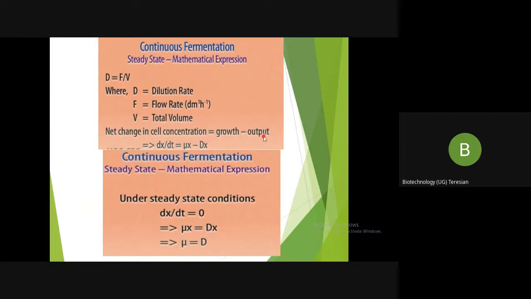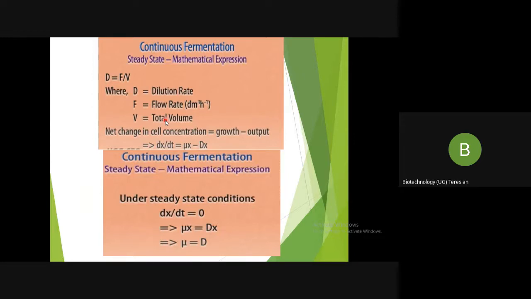So steady state means the net change in the cell concentration is equal to the growth minus the output. So steady state will be developed at a dilution rate equal to the outflow rate divided by the volume. This one. Okay. So F is the flow rate, equal to the outflow rate. V is the total volume. So everything remains constant in your continuous fermentation.